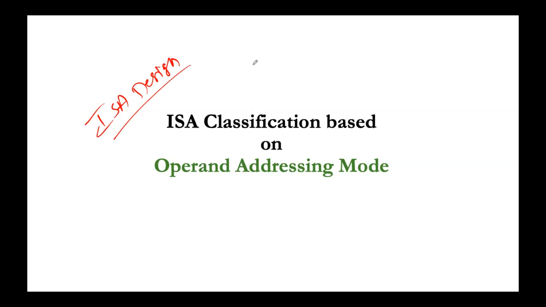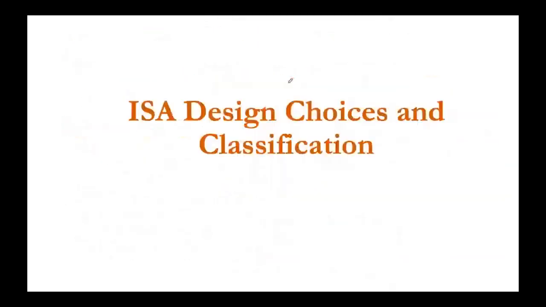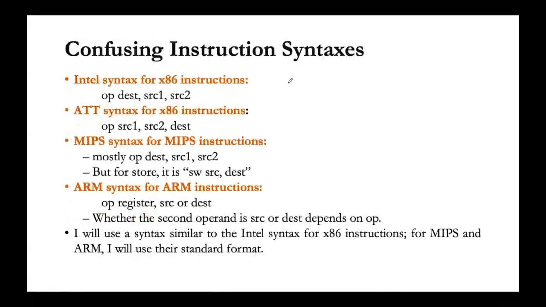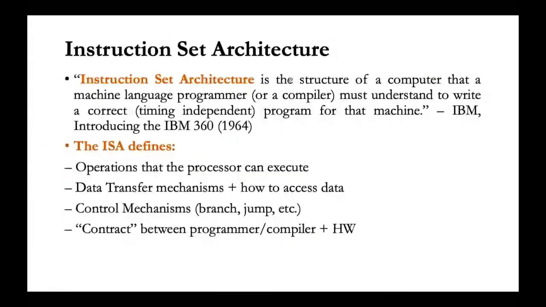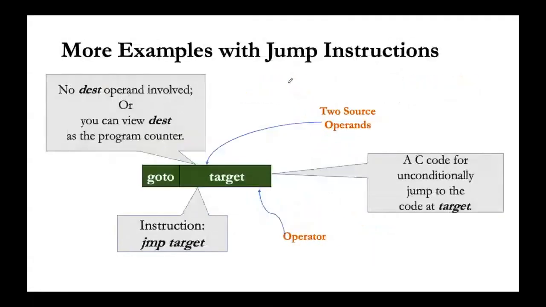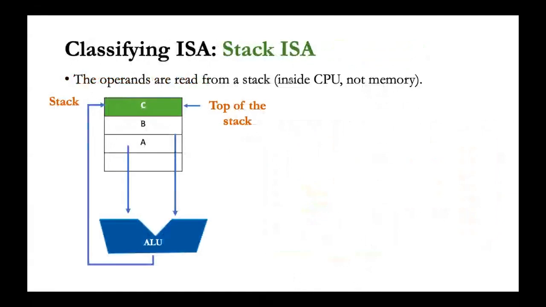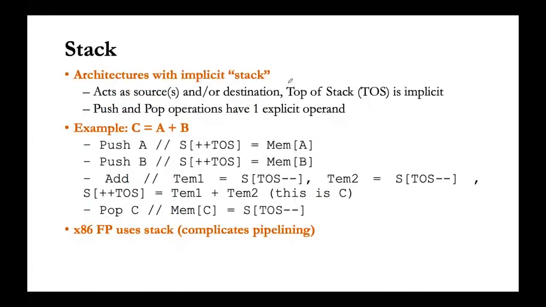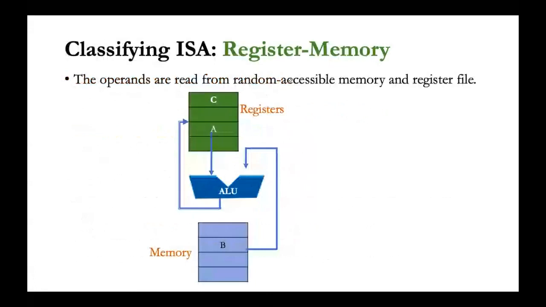The first one is the ISA classification, and the design is based on the operands, where the operands are stored. We have talked about this with various examples, like how those operands are stored in the different formats that we observed in the previous class, the standard structure, and how these operands are there. So based on that, we observed the classification and stack, and then we saw some of these examples.